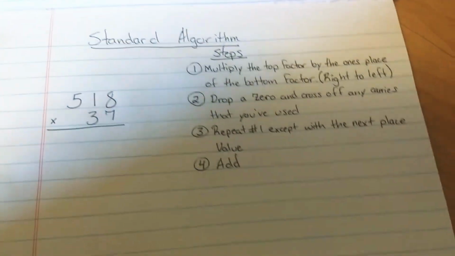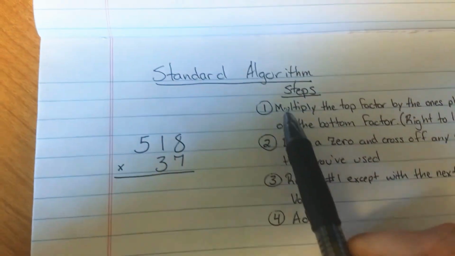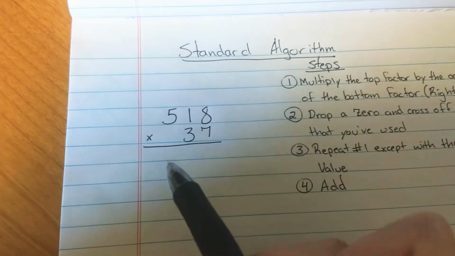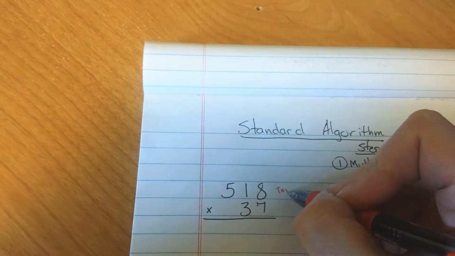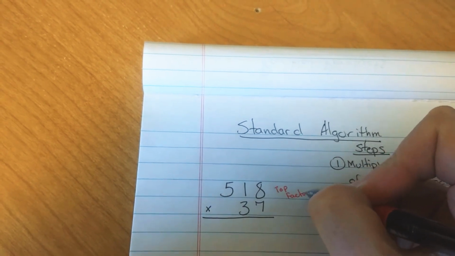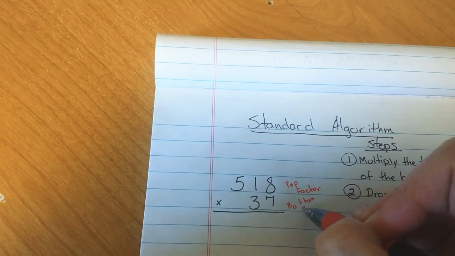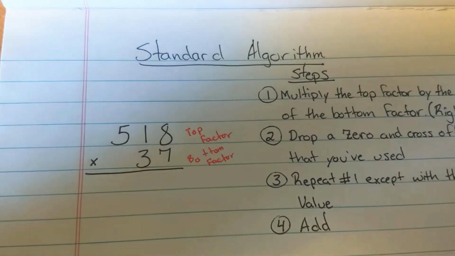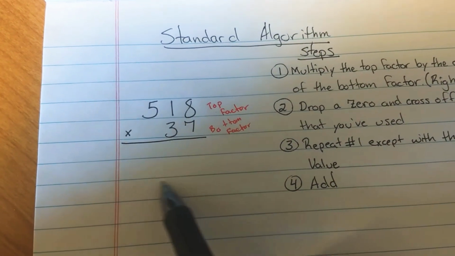This algorithm has a little bit more detailed steps, but they make more sense when you actually do the problem. So our first one says multiply the top factor by the ones place of the bottom factor, right to left. Over here, if I look at these two numbers, my top factor is this one. My bottom factor is this one. A factor is pretty much just saying that I have two numbers multiplied together to get some type of product in here.